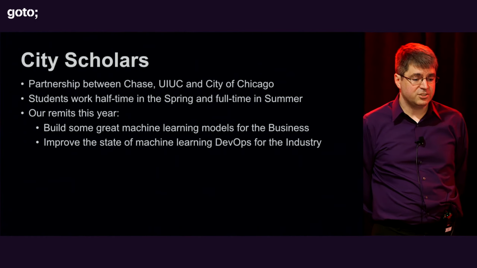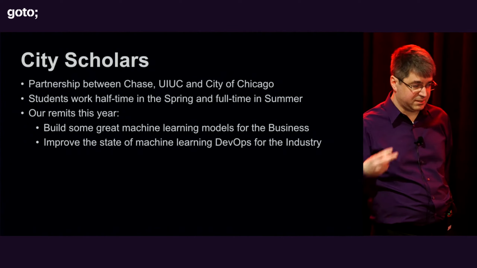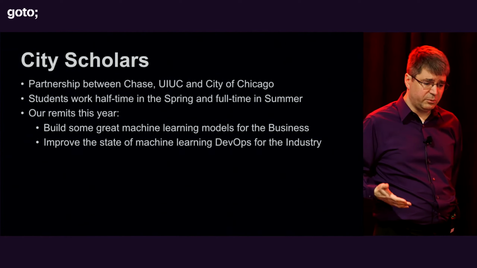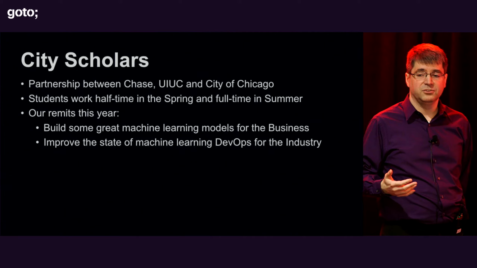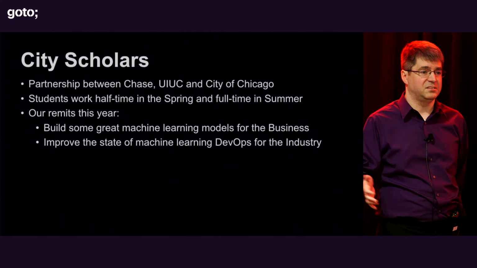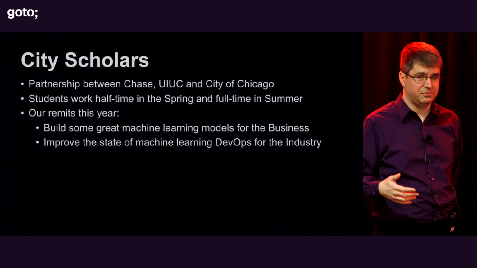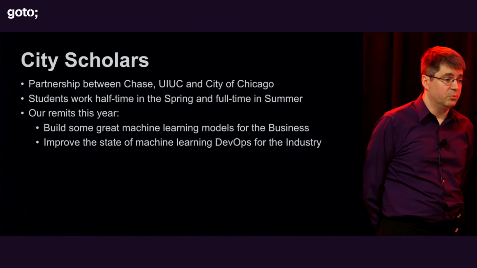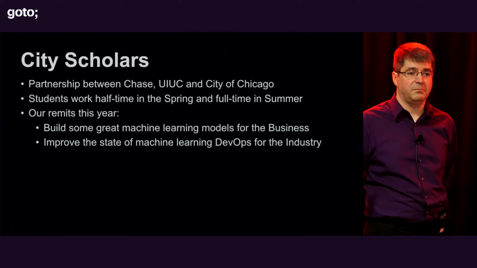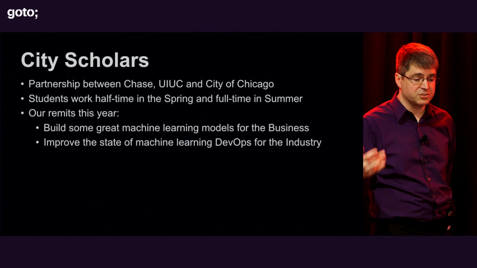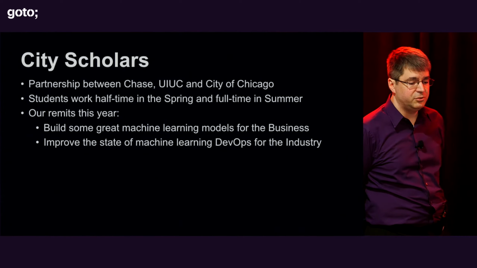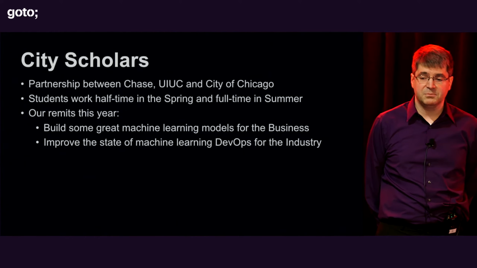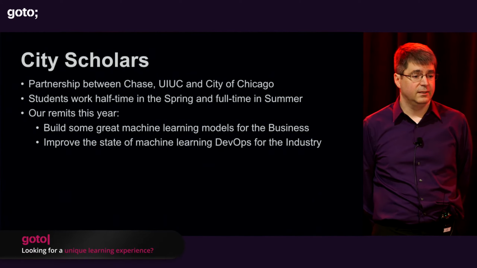This year, I own the project for Chase, and we've basically had 2 remits. One of which: build some great machine learning models for our business. So that's just basically saying, hey, there's a lot of things that the business can benefit from in machine learning, let's do that. But then a larger partnership with Chase and Google and Microsoft and Red Hat, who are the main sponsors for Kubeflow, is let's see what we can do to improve the state of machine learning DevOps for the industry as a whole.